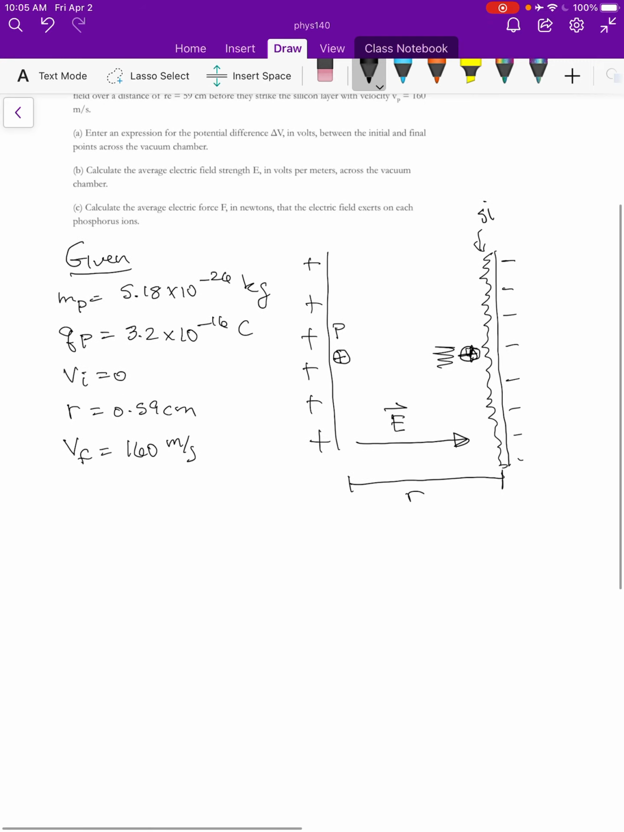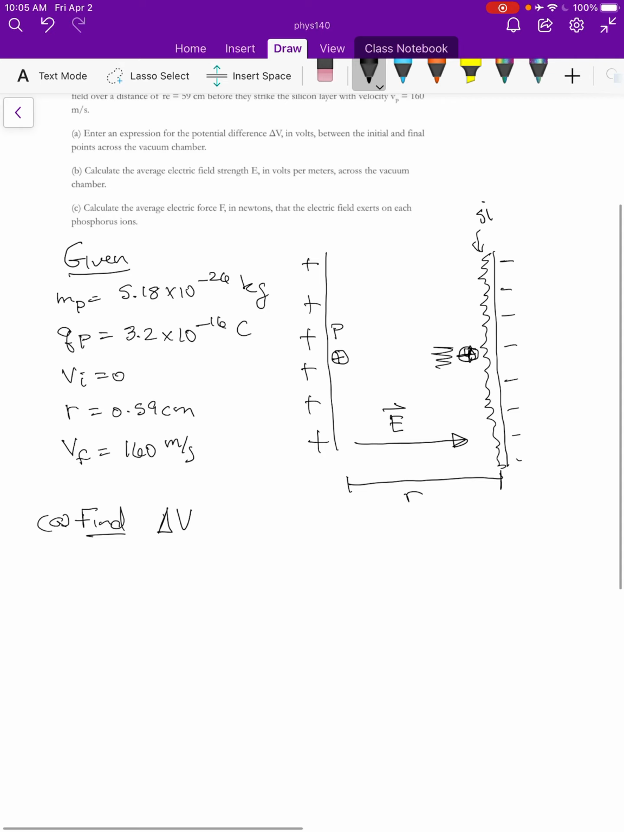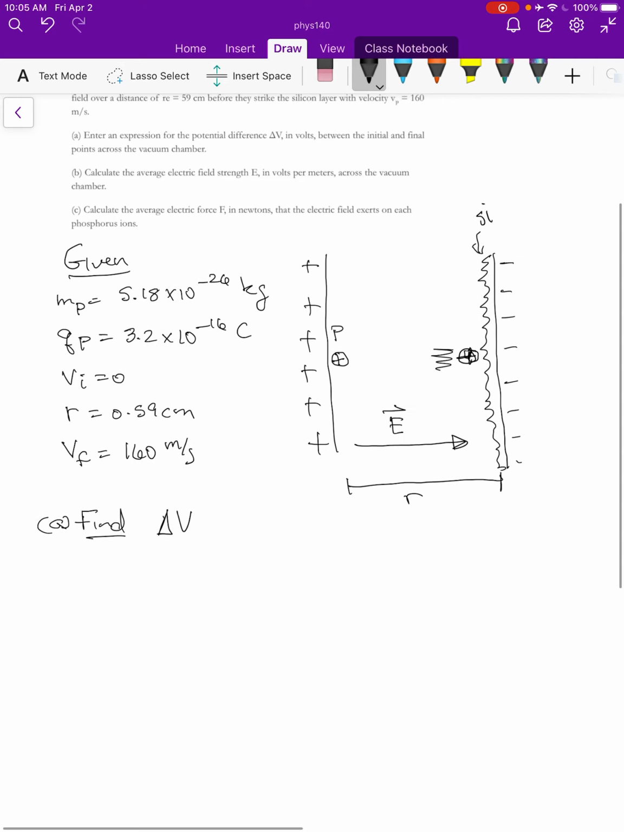Okay, so for part A, we want to find an expression for the change in potential, delta V, in volts. And so remember, when we talk about energy and potential, the positive charge is high potential energy here and low potential energy here. So this is going to be high potential as well. High V and low V on this side.